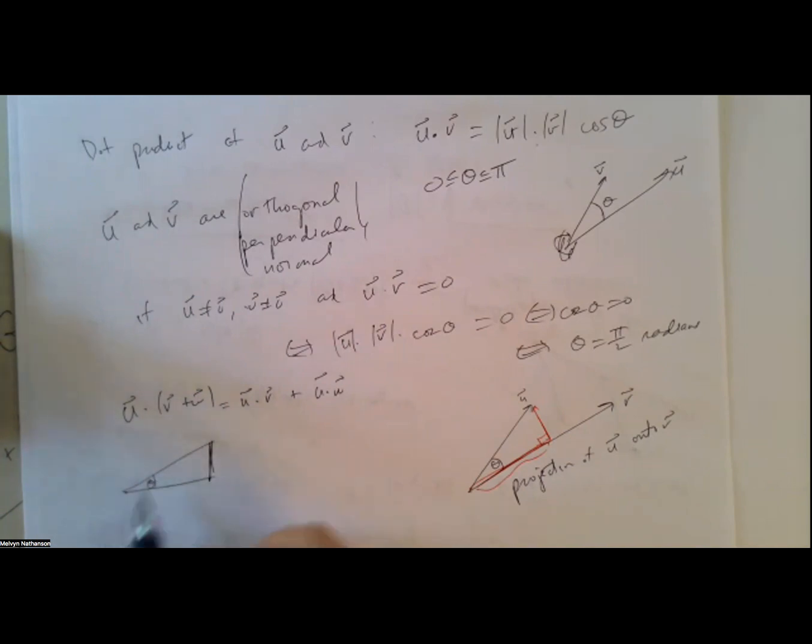This is the angle theta. The length of this side of the triangle is the length of the vector U, and the length of this is what we want to find out. This is the projection.